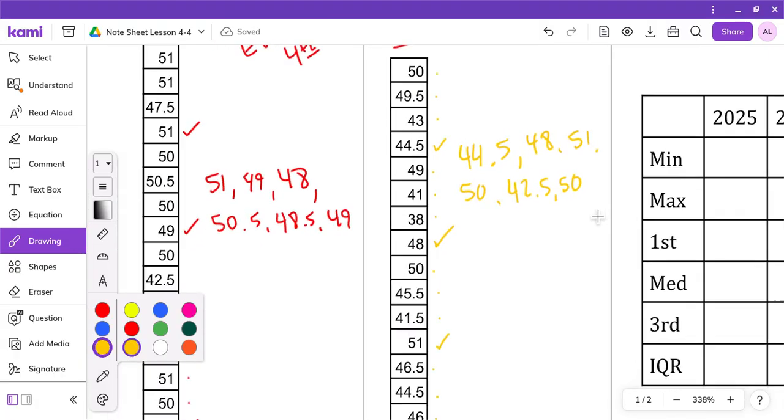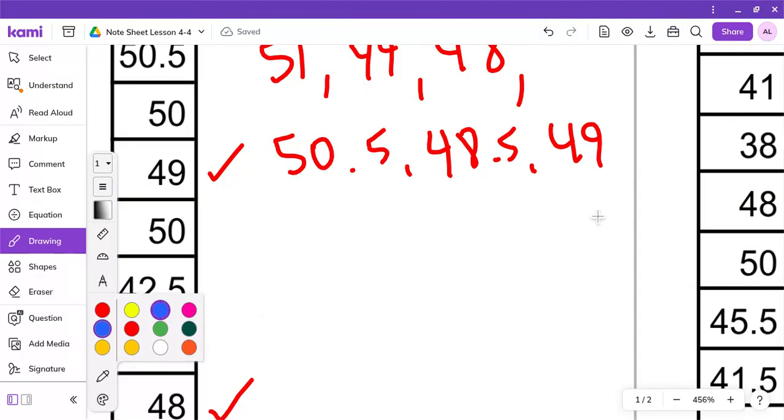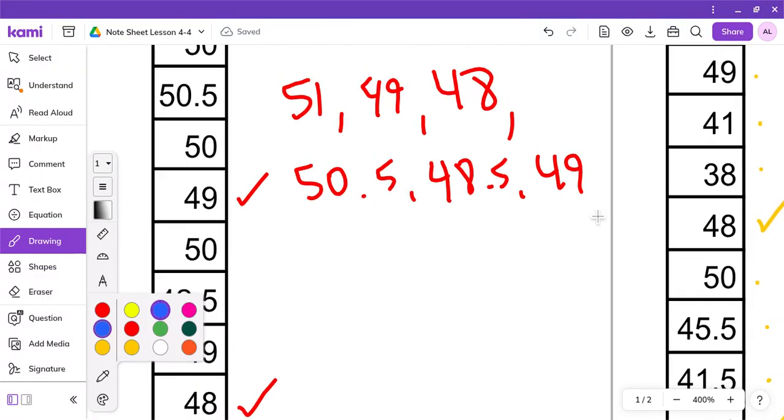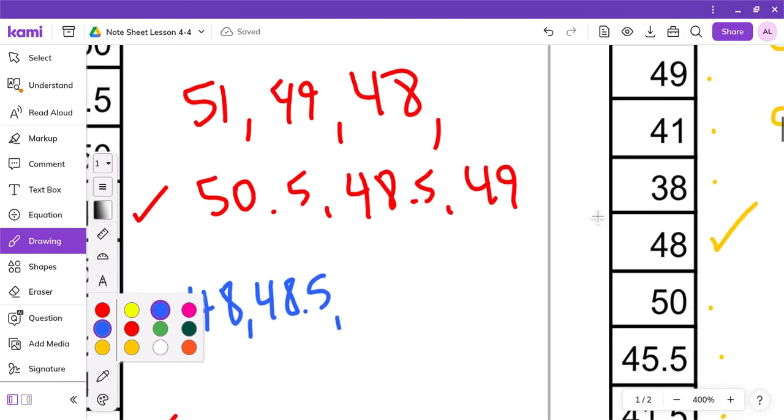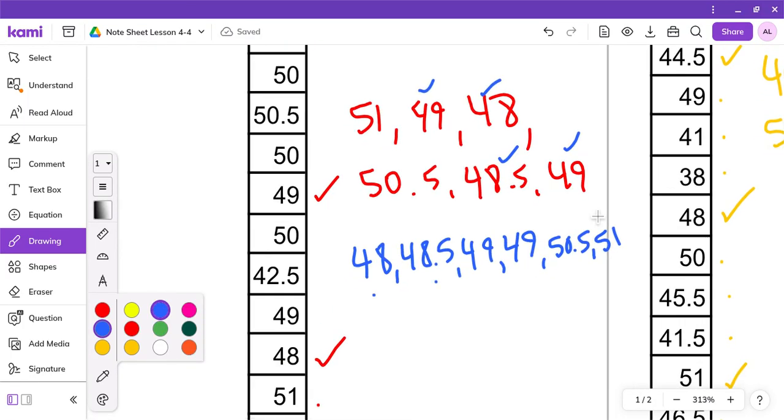Okay, now if I'm going to do these, I need to do them in order. So let's go, my lowest here is 48, 48 and a half. I'm going to try to get them on one line. 49, 49. Okay, so I got this one, this one, this one, this one. 50 and a half and 51. 1, 2, 3, 4, 5, 6. We're good.